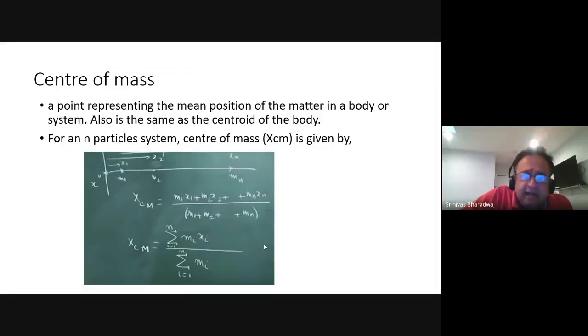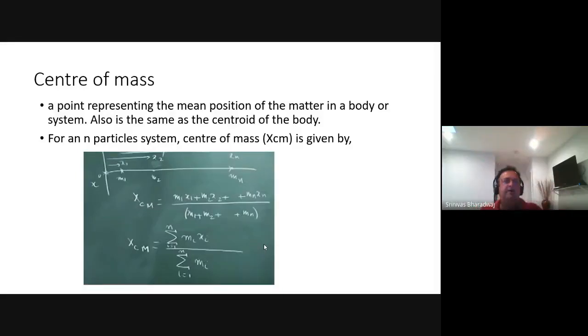Now, related to the idea of momentum conservation is this idea of center of mass. Center of mass is typically an idea that comes into play when you have a system of particles. If you had one particle here, one particle here, one particle there, right?